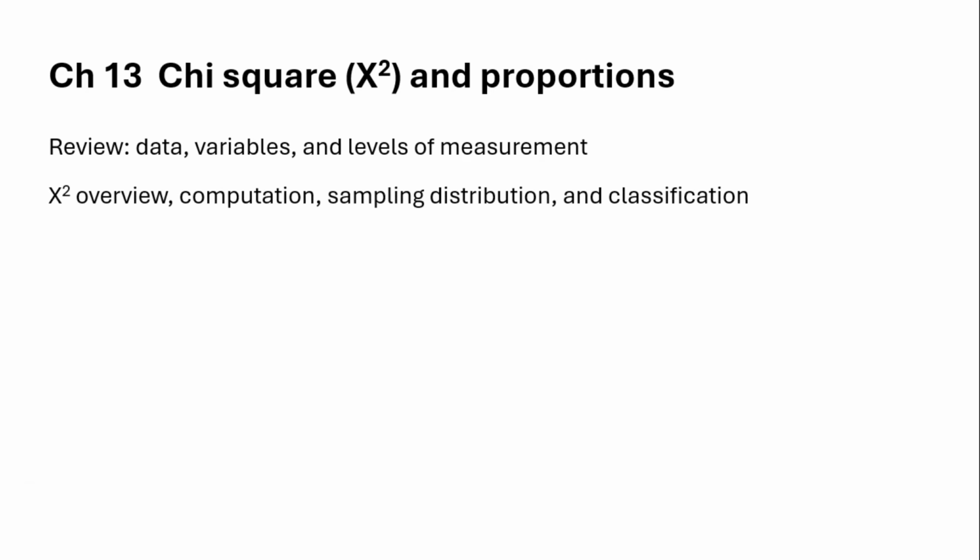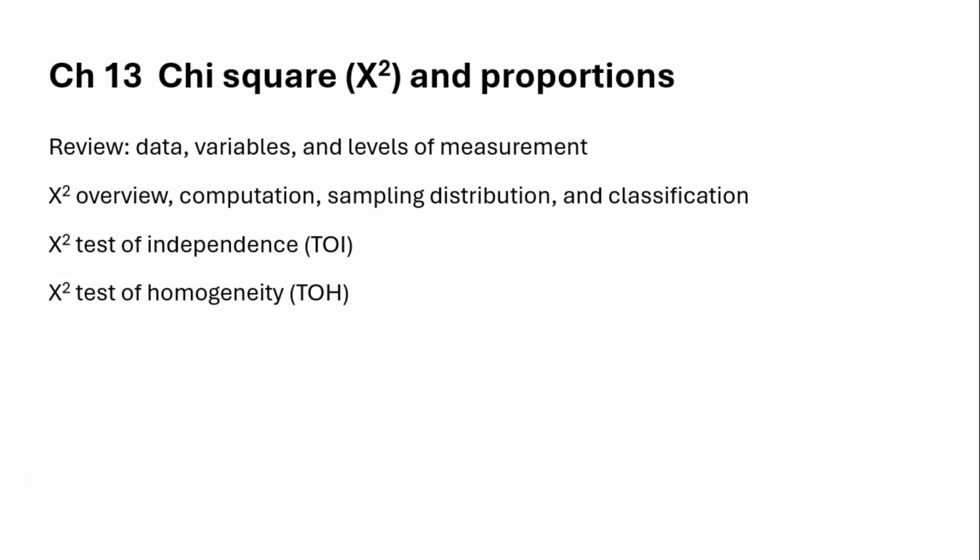In this video, I will cover the following. Review, data, variables, and levels of measurement. Chi-square overview, computation, sampling distribution, and classification. Chi-square test of independence. Chi-square test of homogeneity. Chi-square goodness of fit test, and I'll end with a summary.